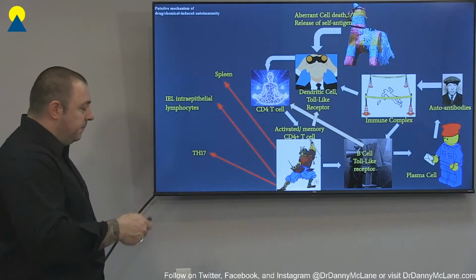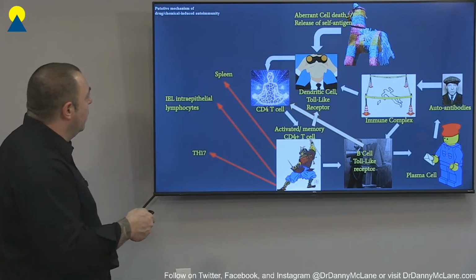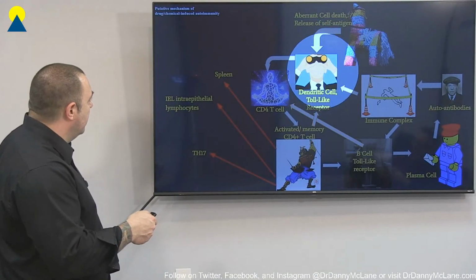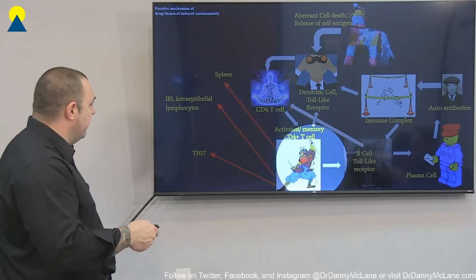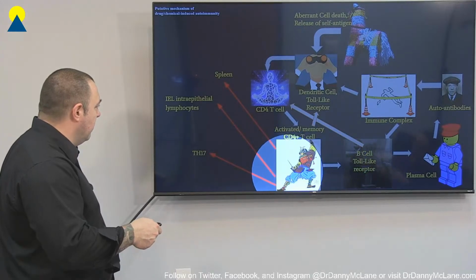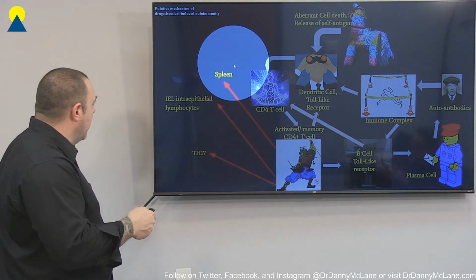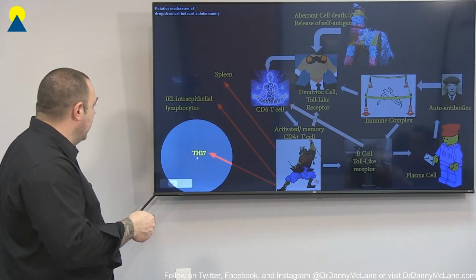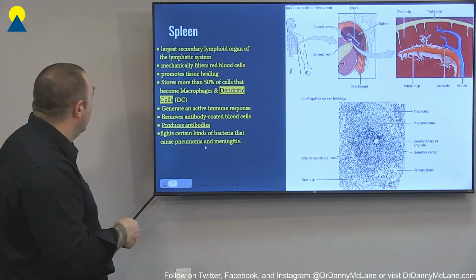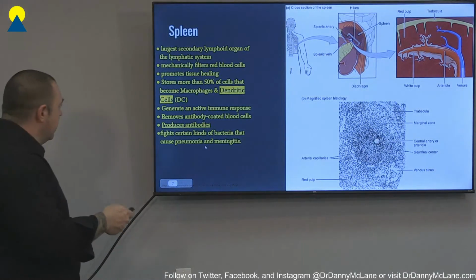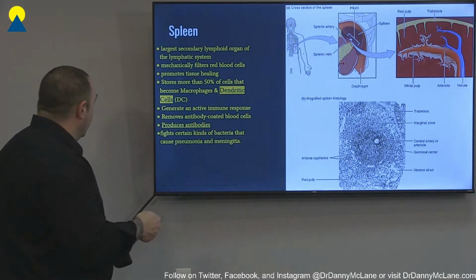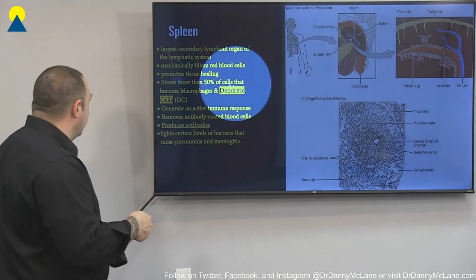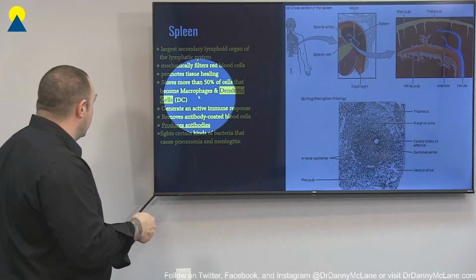Okay, here we go. Here's an important slide. We talked about this. If you have aberrant cell death, release of the stuff, some cells notice, they take these resting cells, activate them, and they go on this process. But this cell right here starts attacking things like the spleen, intraepithelial lymphocytes, and Th17 is released. Let's look. The spleen is a big part of the lymphatic system. If you notice right here in this special highlighting where it says dendritic cells, it stores more than 50% of the cells that become macrophages and dendritic cells.